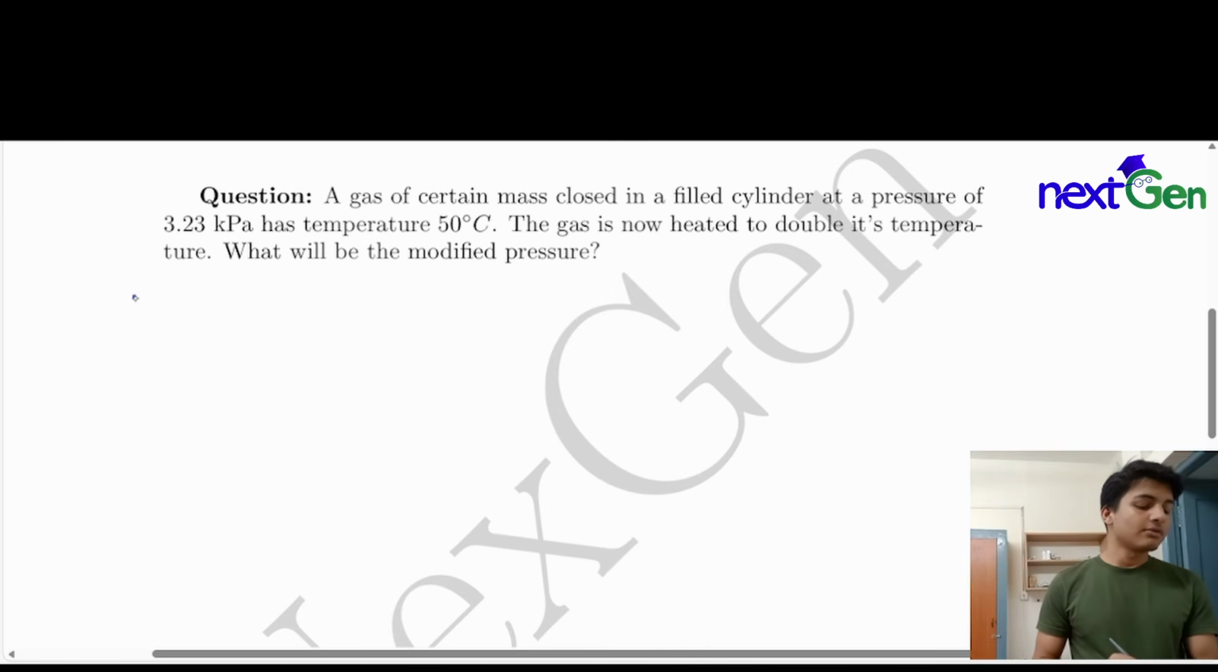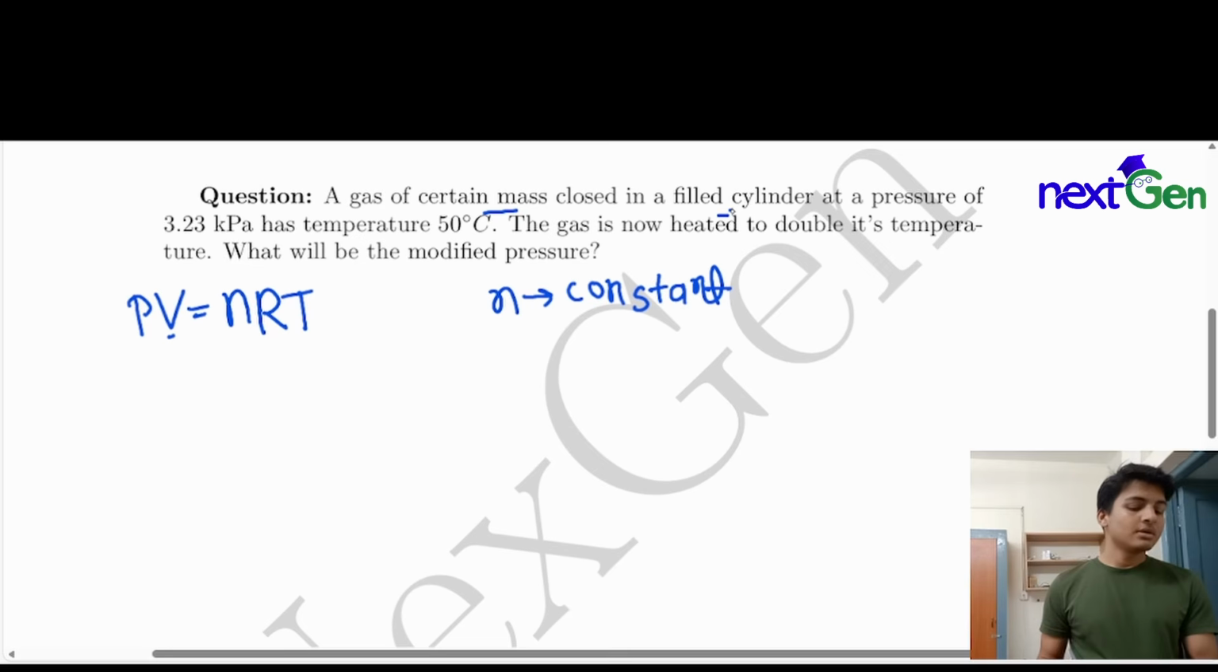The solution will, of course, emerge from the ideal gas equation. And here it's been given that the mass of gas is certain, which implies the number of moles will always be constant. R is, of course, a universal constant. And volume is considered to be fixed because in the question it's been given that it's a cylinder.